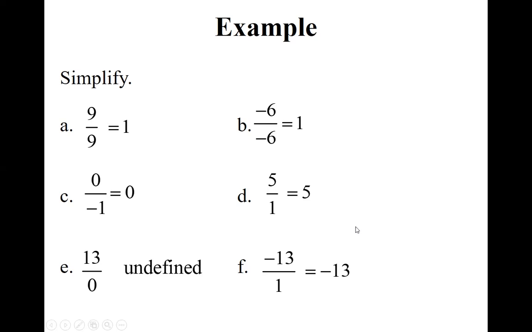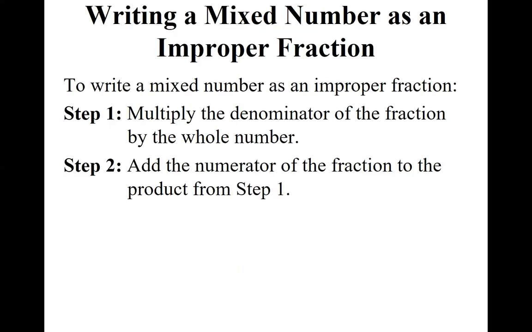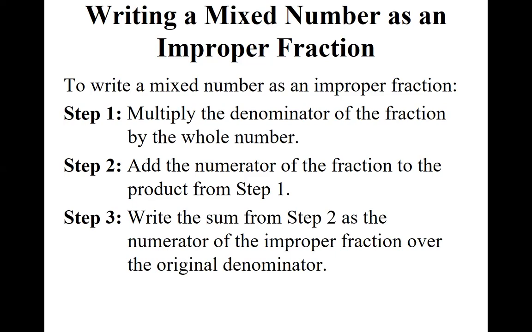Earlier, we saw what is a mixed number, a number with a fraction attached to it, and we saw that it was equal to an improper fraction. Rather than drawing it out every time, we have this method of writing a mixed number as an improper fraction. Multiply the denominator by the whole number, and then add the numerator to that product that we get. Take that result and write it over the original denominator.